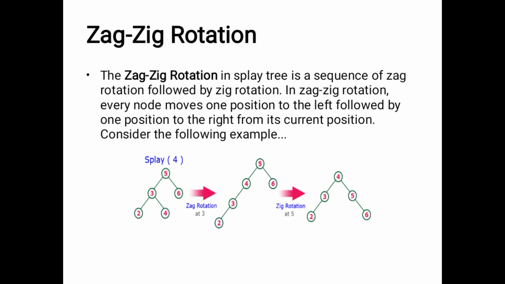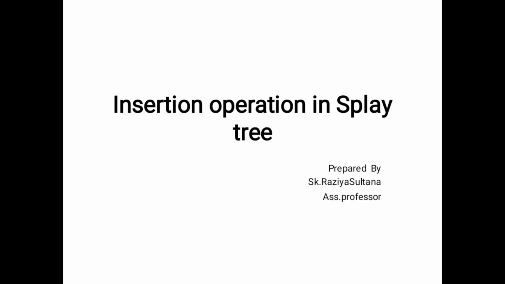Next one, zag-zig rotation. It means left-right rotation. Here, in left-right rotation, the first move is the left rotation of the 4. It means on 4 we do the left rotation. 4 comes to the parent position, and on its left side we connect the 3 and 2. Next we do the grandparent rotation. Here, the zig rotation we apply on the 5. Here 4 comes to the root, on 4's left side is connected the 5, and on the other side comes the 3. This is the zag-zig rotation.